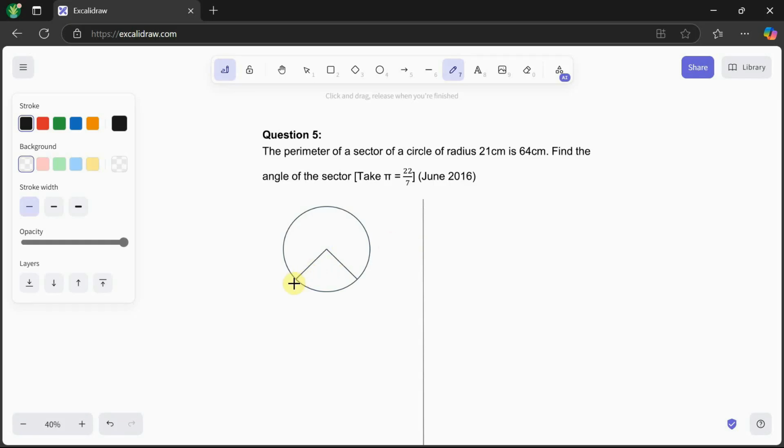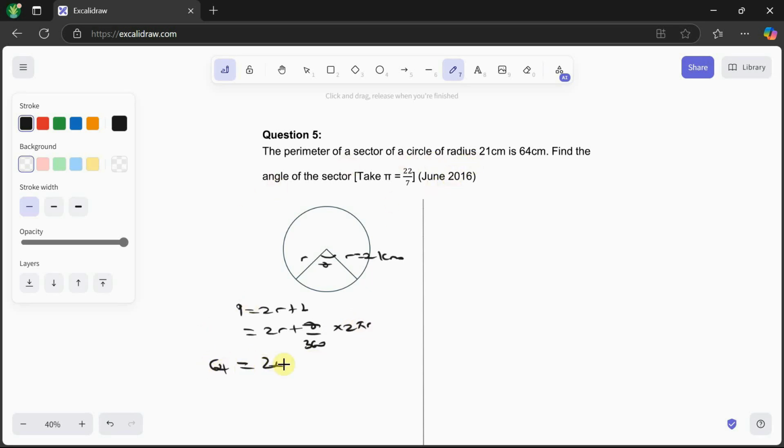So this is the sector here. This is the radius, this is the radius, and this is 21 centimeter. We're told to find the angle, so this is theta. We know that the perimeter is going to be 2r plus L. We've established that, which is 2r plus theta over 360 times 2 pi r. So let's substitute. The perimeter is given as 64.